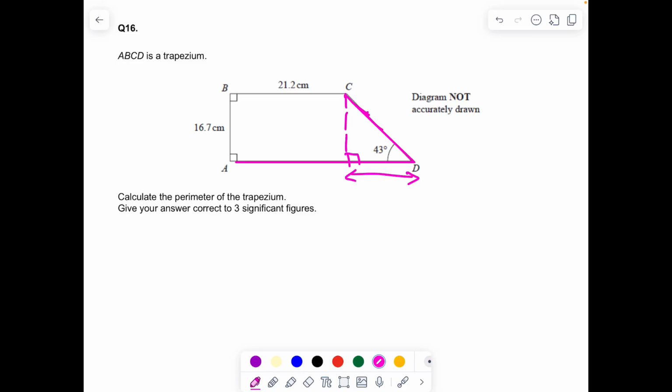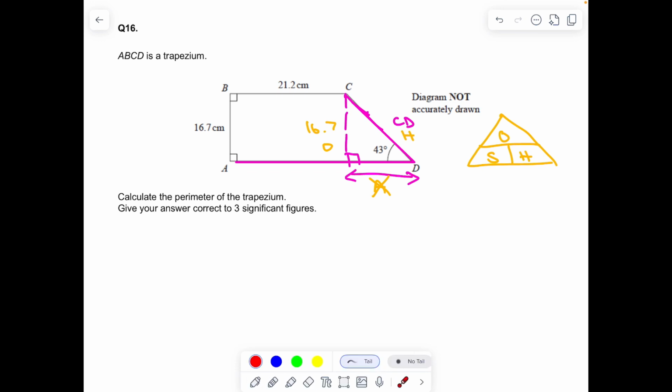And so let's find CD first. Let's find this side first. So first of all, I'm going to label it. This is my hypotenuse, which I know is 16.7, and that is my opposite because it's opposite the angle, and this is my adjacent. Now, for now, I'm not finding the adjacent, so I don't need it. I'm going to cross it out, which tells me that I need to use sin.